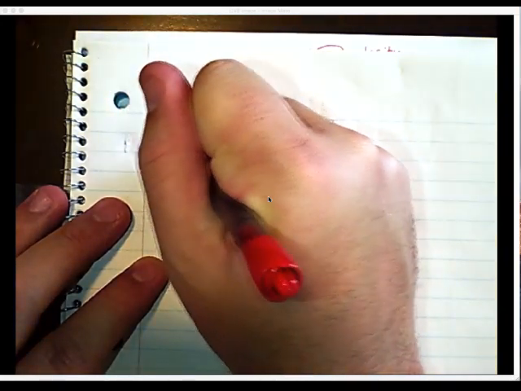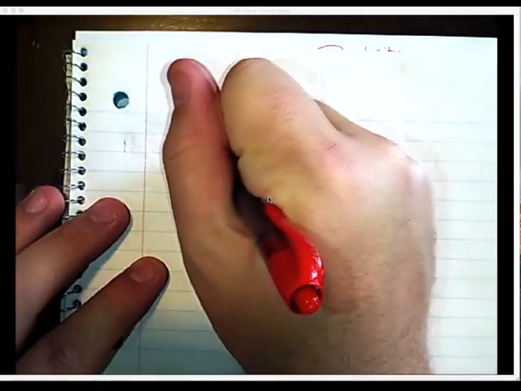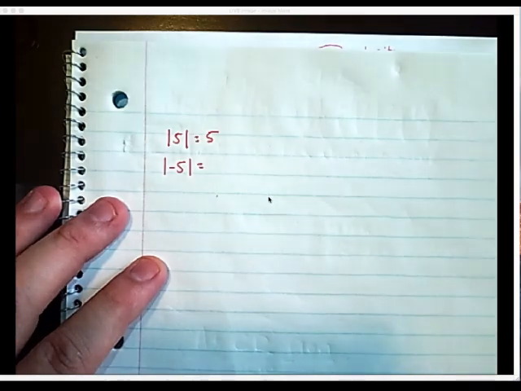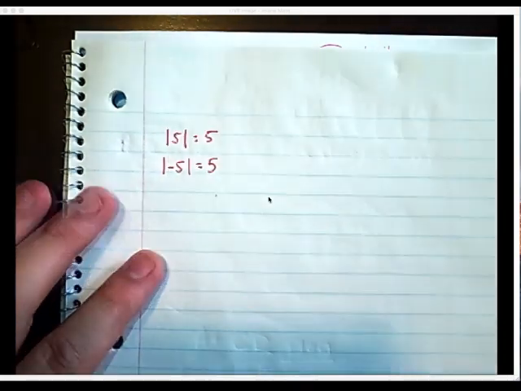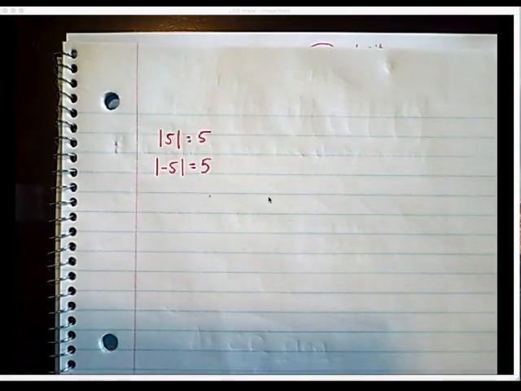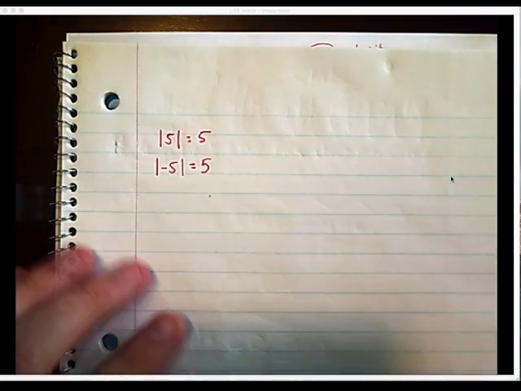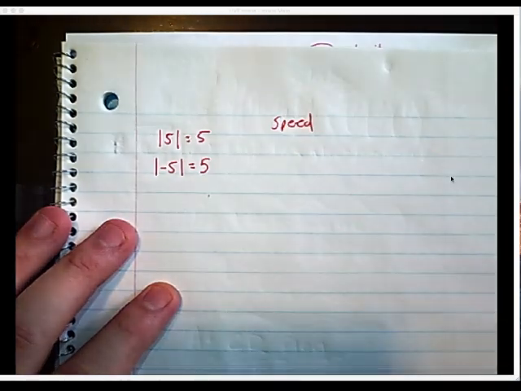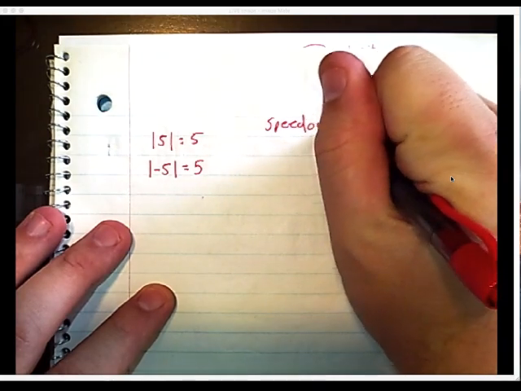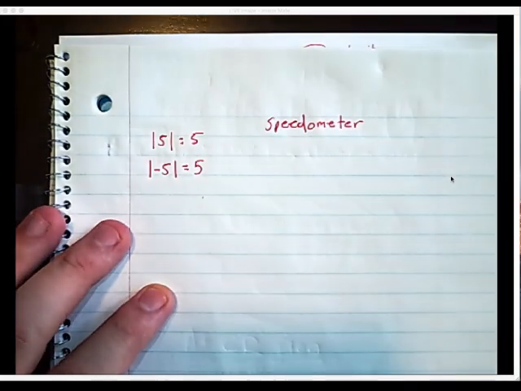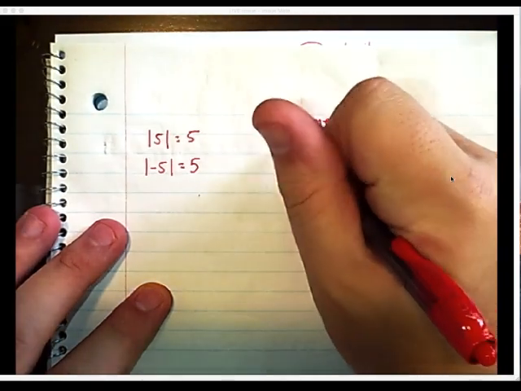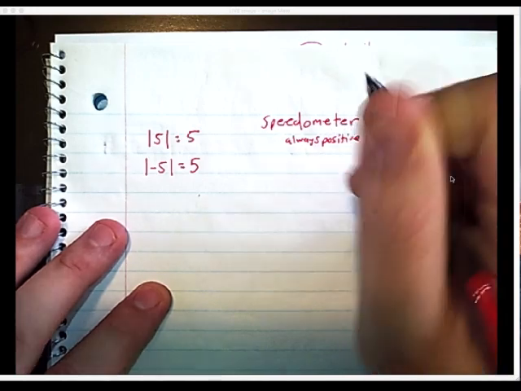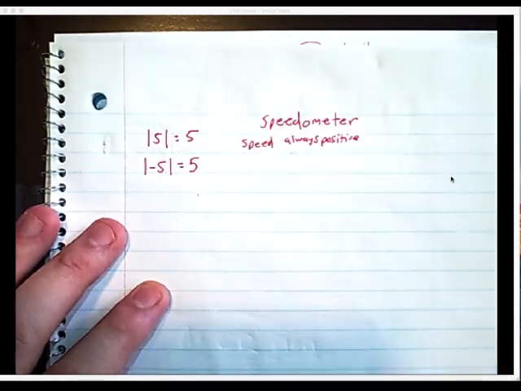If I asked what's the absolute value of 5, you would say it's 5. But if I ask what's the absolute value of -5, you would say that's +5. Now let's put that in the context of a speed graph. Think about when you're traveling in a car. We measure speed by a speedometer, and what we notice in our car is that it's always positive. So speed is always positive.